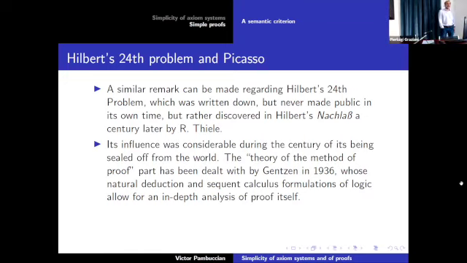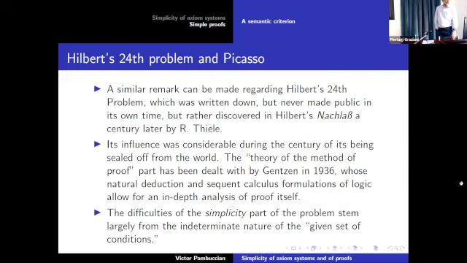The theory of the method of proof has been dealt with by Gentzen in 1936, where we have natural deduction, sequent calculus, and so on, the analysis of what is proof. Now, the simplicity part has also been dealt with. It is much more difficult, obviously, to get results in that area. The given set of conditions is kind of hard to figure out.